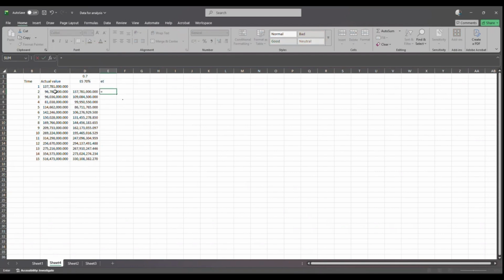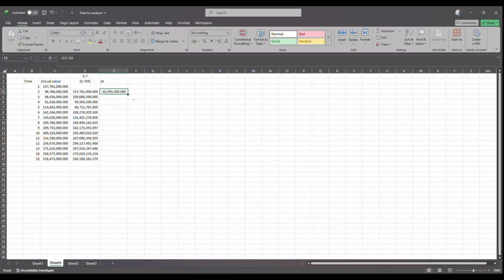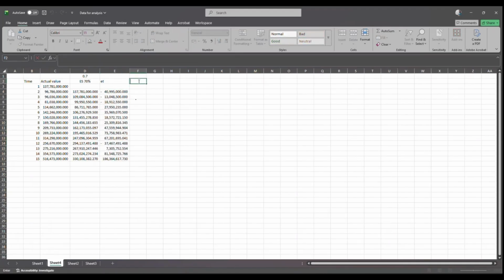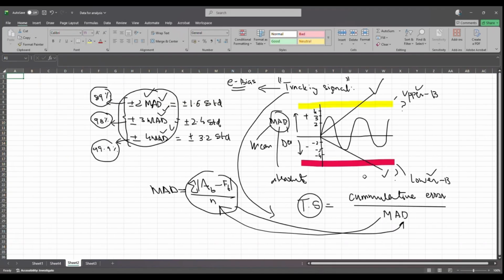Estimating error is simply subtracting the forecasted value from the actual value, right? So that is the error in the first observation, and just drag it down. So here we go, we got all error values. The next step is to estimate the cumulative error. Now, how to estimate the cumulative error, and where do we use it? The cumulative error value is used in the numerator of the tracking signal value.